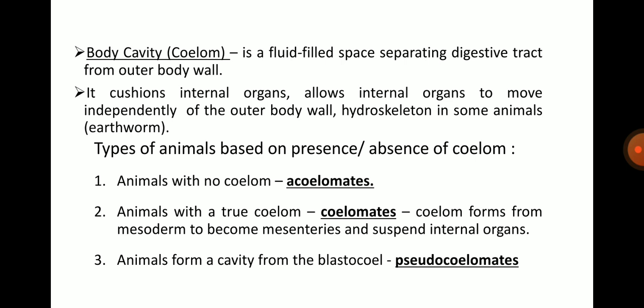While in rest of the bilaterians, the body cavity present between the body wall and the gut is lined by a peritoneum, which is formed from the embryonic mesoderm, and this type of cavity is known as the true coelom, and the animals possessing it are known as eucoelomates.